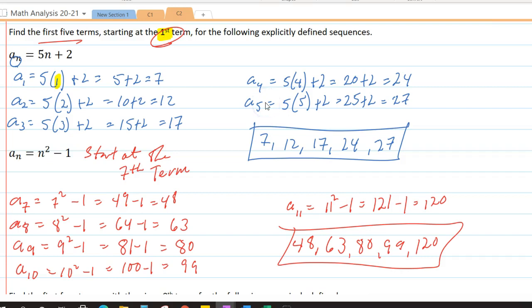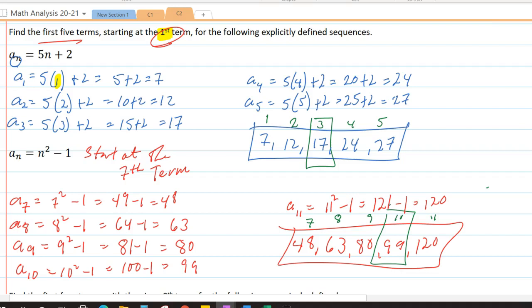Some more vocabulary. Realize we started at the first term. This is my first term, this is my second term, this is my third term, fourth, and fifth. If they ask for the third term, I would say 17. Now over here on the bottom one, this is the 7th term. It's my first element in my list, but it's my 7th term because that's where we started at. 8th term, 9th, 10th, 11th. So if they ask for the 3rd term, I don't have that on the bottom list. If they ask for the 10th term, then I can simply go over here to 99 is my 10th term.